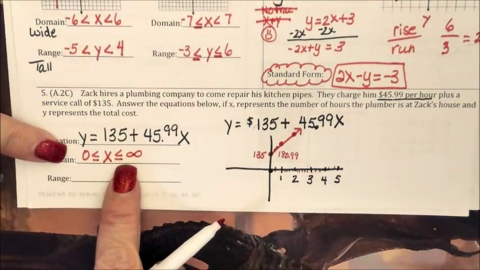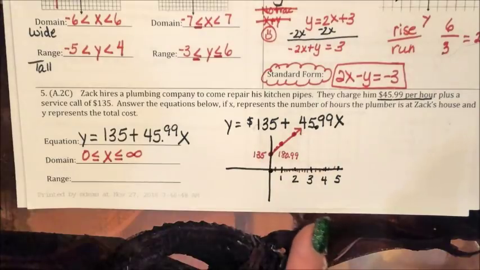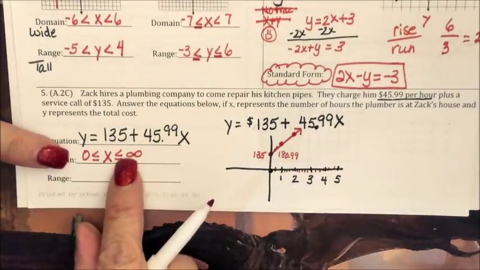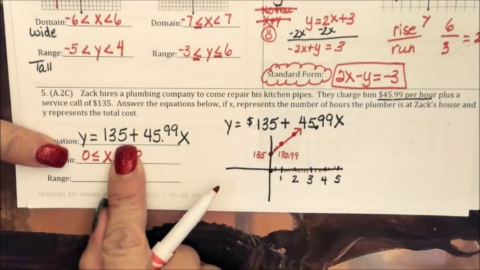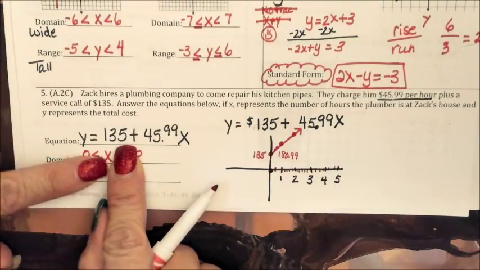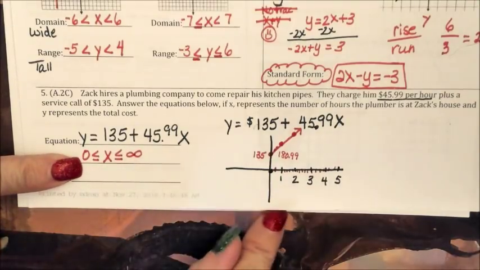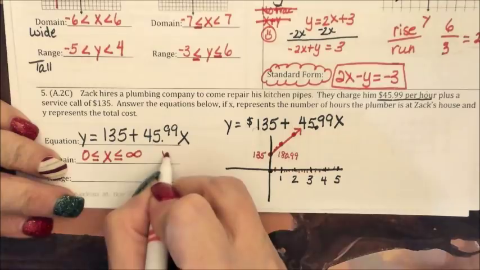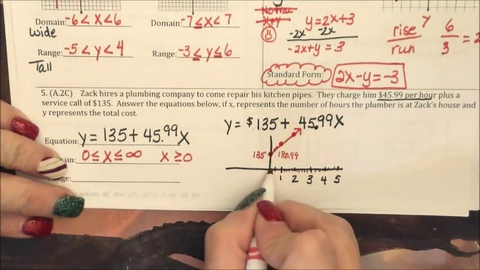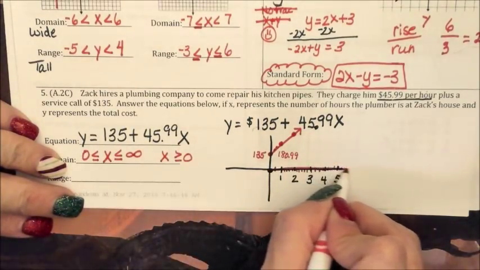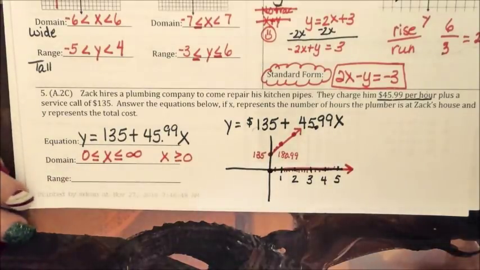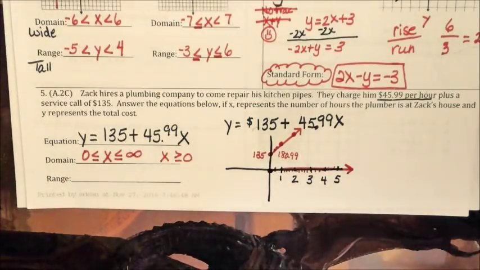Another way to write this so that it doesn't look quite so mathy, if you will, we could take this infinity part off and just read it backwards. X is greater than or equal to zero because it's the time, right? So my X value starts here, but it goes on and on and on this way. X is just bigger than zero because it's time. Who knows how long he's at your house.